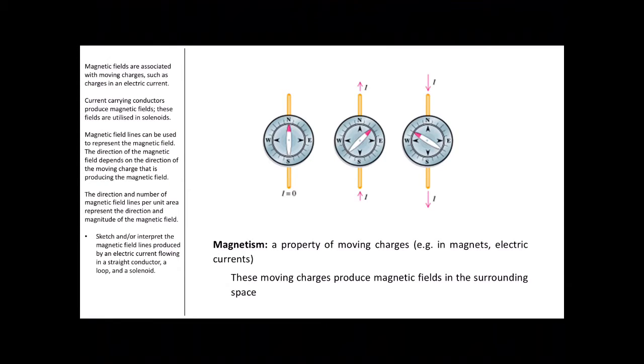Little was known about the cause of magnetism until the 1820s, when Hans Christian Ørsted, who was a Danish physicist, noticed a compass needle being deflected by an electric current. This led to the hypothesis that magnetism is a property of moving charges. So, for example, the moving charges in magnets, the moving charges in electric currents, and these moving charges produce magnetic fields in the surrounding space.